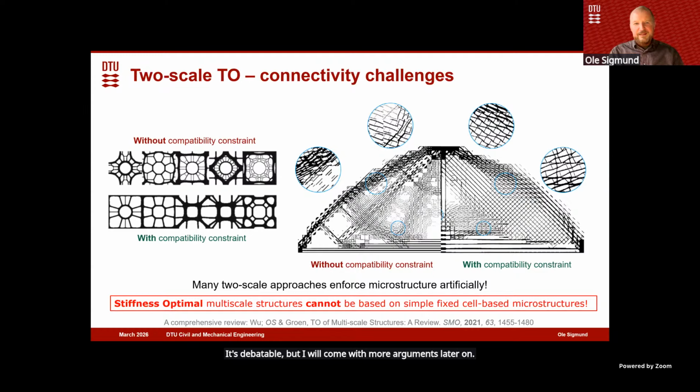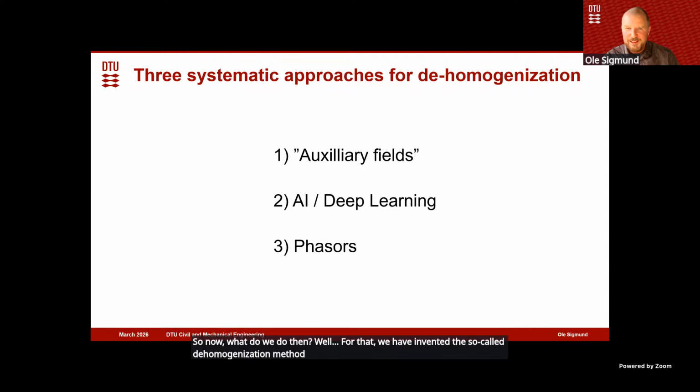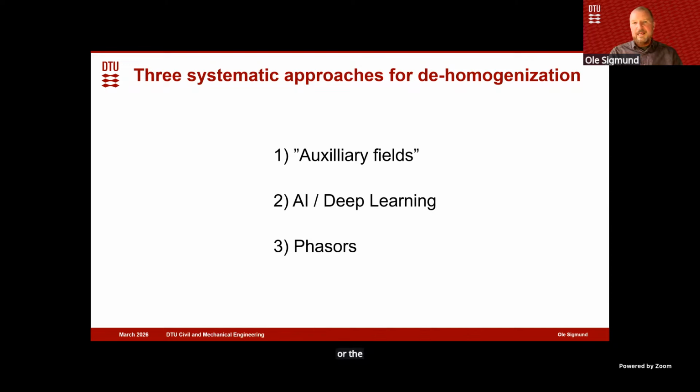So now what do we do then? Well, for that, we have invented the so-called de-homogenization method. We have the homogenization result, and we want to de-homogenize it to find the actual structure that will realize these properties. I will go through three approaches here that I call the auxiliary fields approach, the AI or deep learning approach, and the phasors approach. Let me just take the first one first.